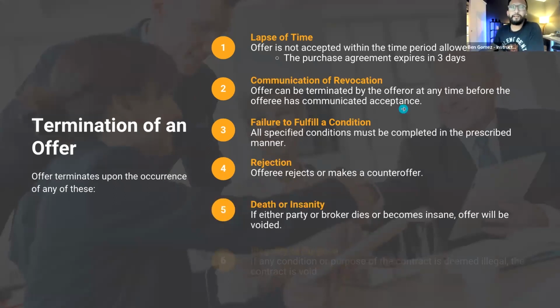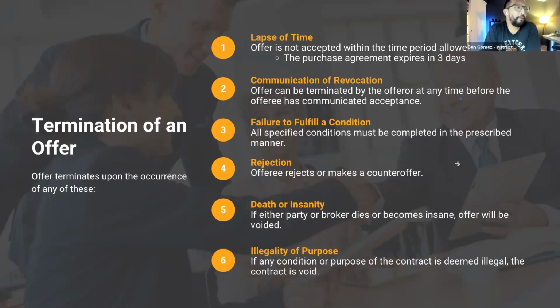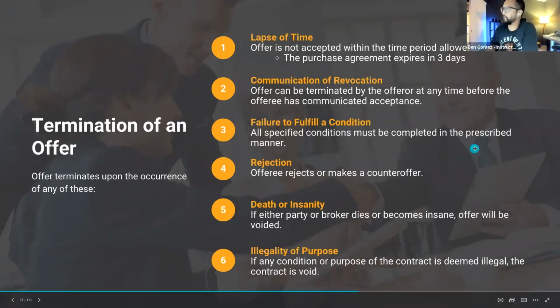Death or insanity. If the buyer makes an offer, then dies or goes insane, that offer's no good no more. And then the illegality of the purpose: if any condition or purpose of the contract is deemed illegal, it could be voided. So these can all be terminating offers.